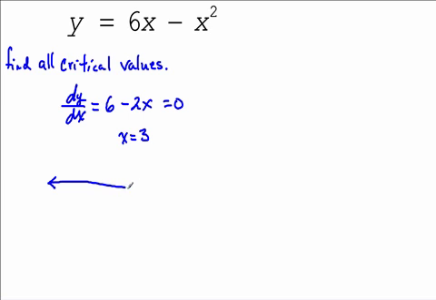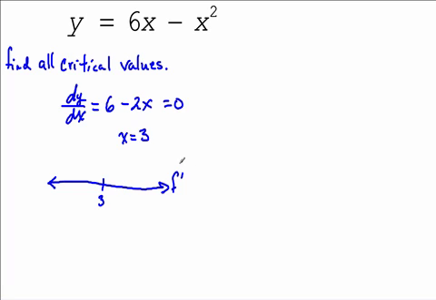And this is the next step: build a number line with your critical values. So we put the number on the number line, and this is the first derivative number line. You can put an f prime or a y prime here. What we're going to do now is test whether the derivative is positive or negative on this side of 3 and on that side of 3.